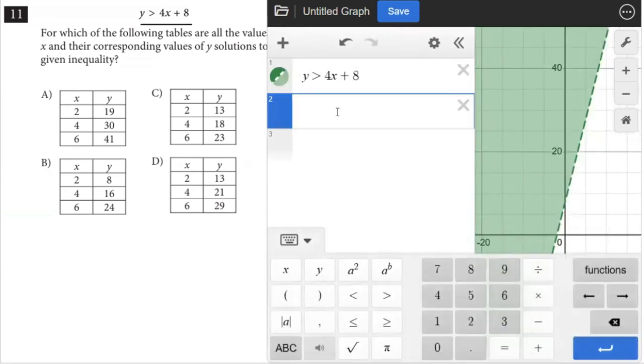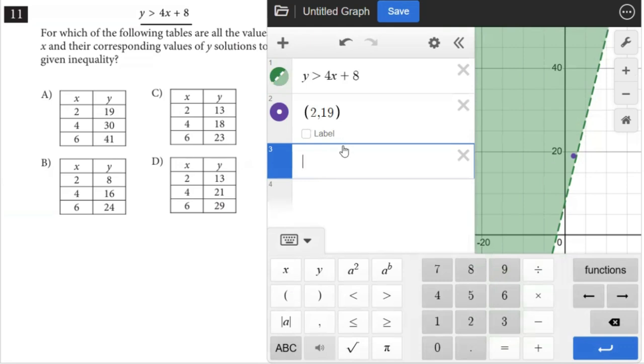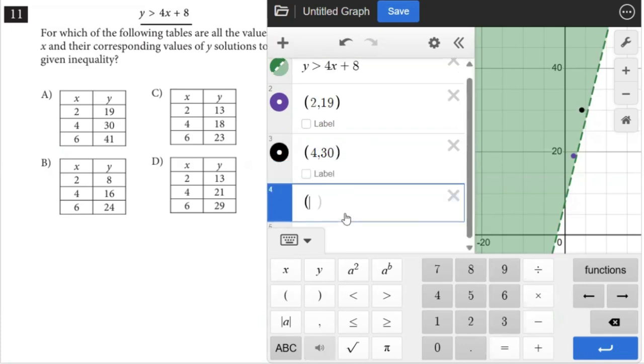So I can quickly check some of the points. Let's say 2 and 19. Well, that is inside the region, so this is a solution to the given inequality. Let's see 4 and 30. That is in the region as well. Sometimes even one of the points falls outside, so you need to check quickly. With practice, you can be quicker than me. Oh, that's great. So A is the correct answer.